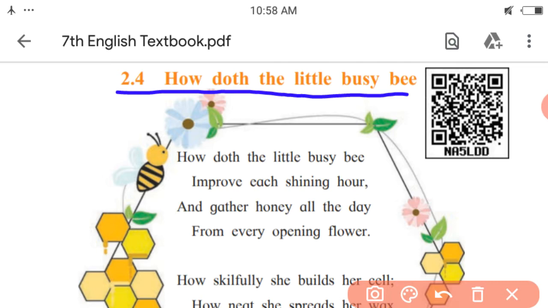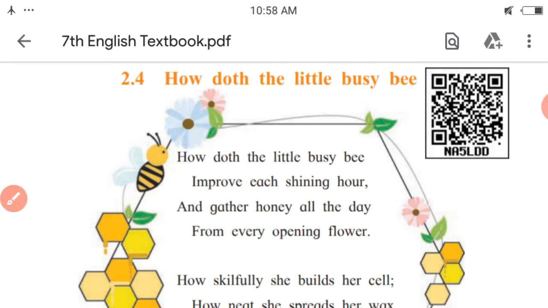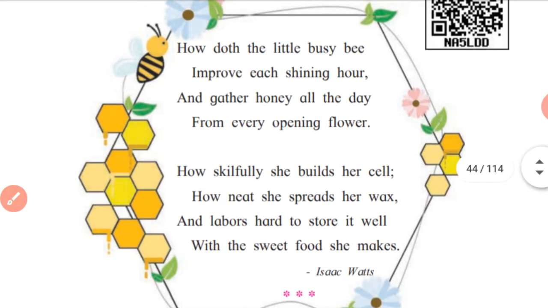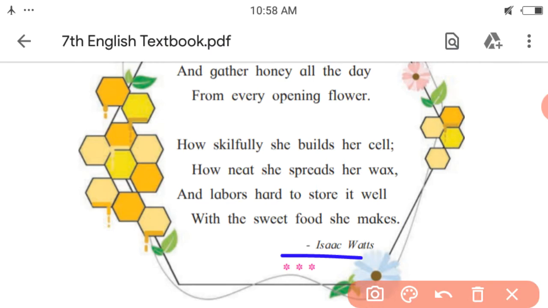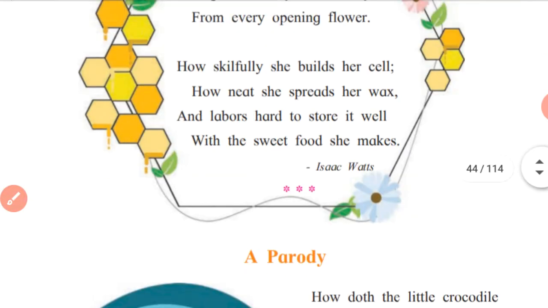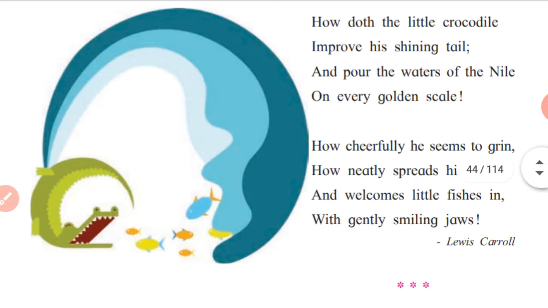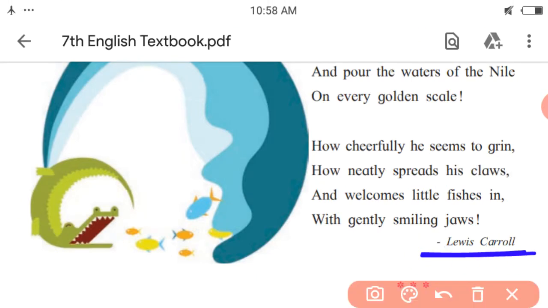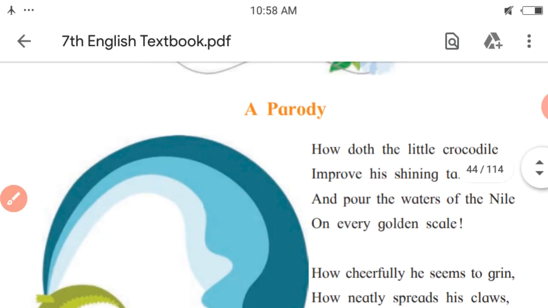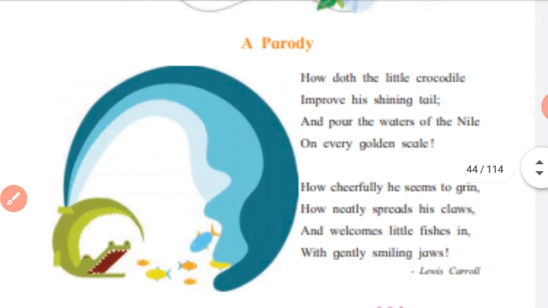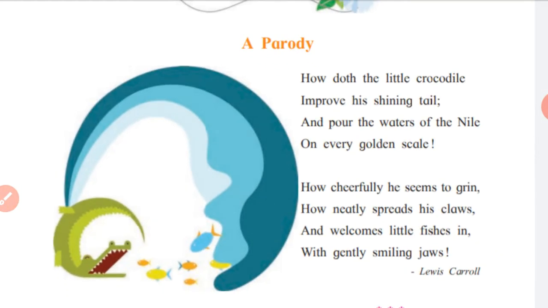The poet of this poem is wondered about the little busy bee. Who is the poet? Isaac Watts. And whatever style of the poem is used by the poet is copied by another poet, that is Lewis Carroll. And here Lewis Carroll has written a parody to the poem How Doth the Little Busy Bee.